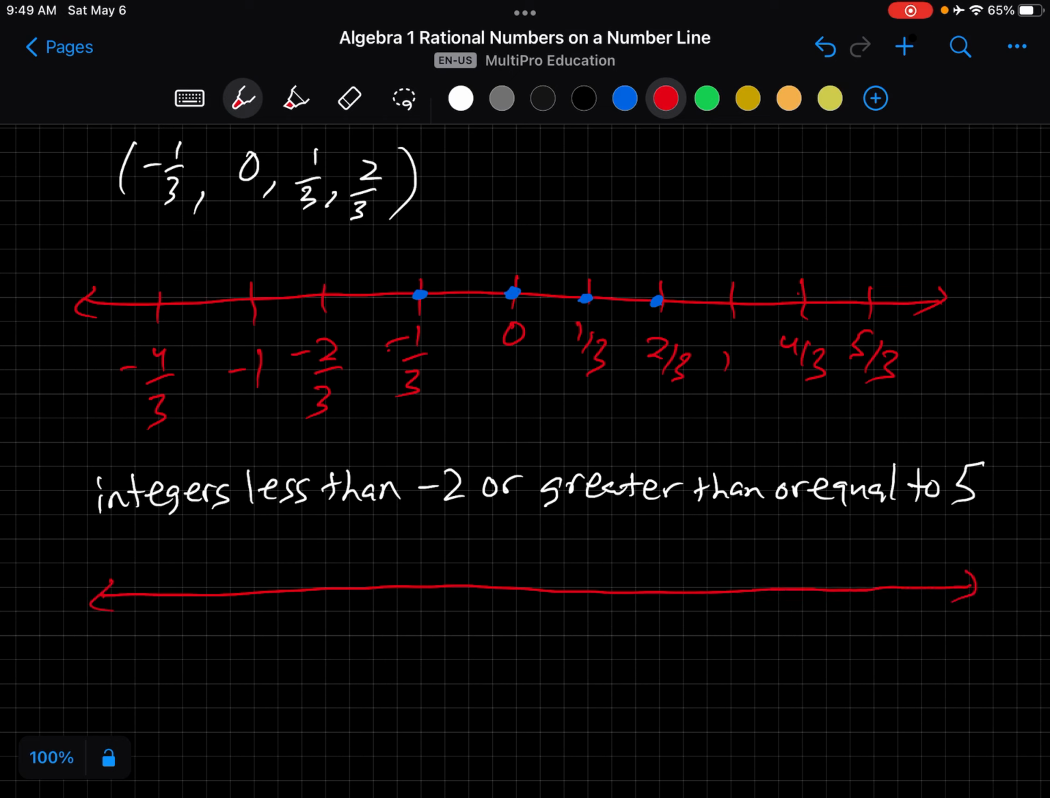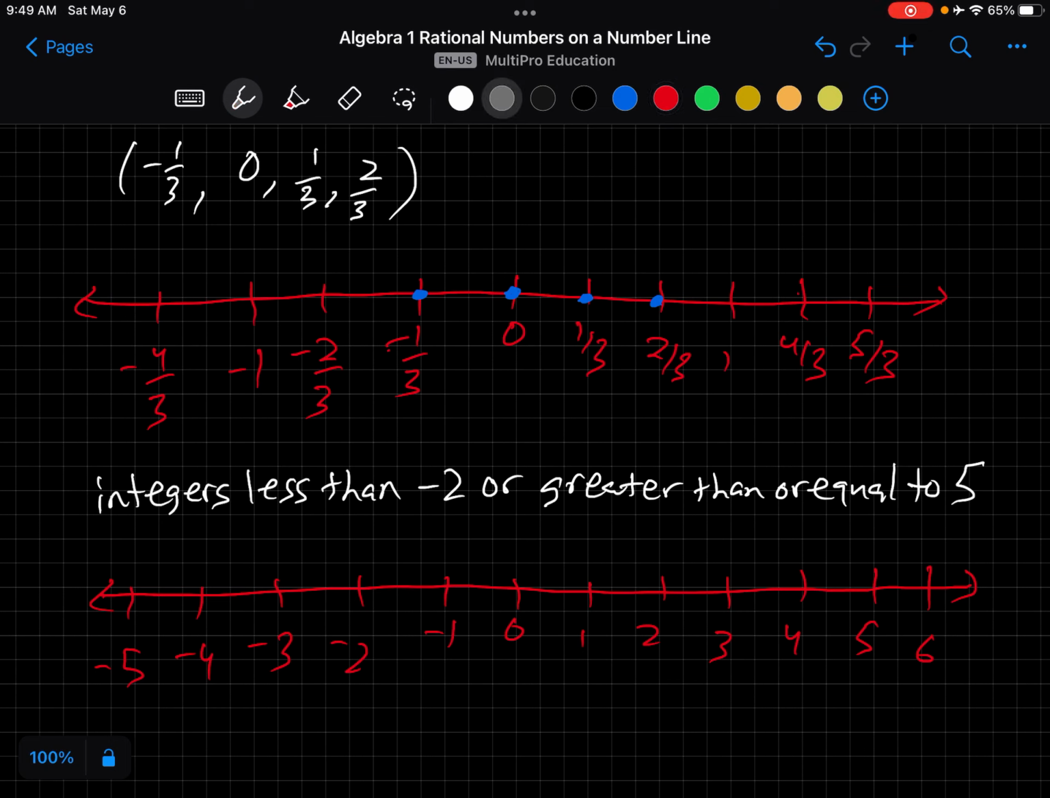Alright, so let's draw a number line. And let's put 0 here. 1, 2, 3, 4, 5, 6. -1, -2, -3, -4, -5.